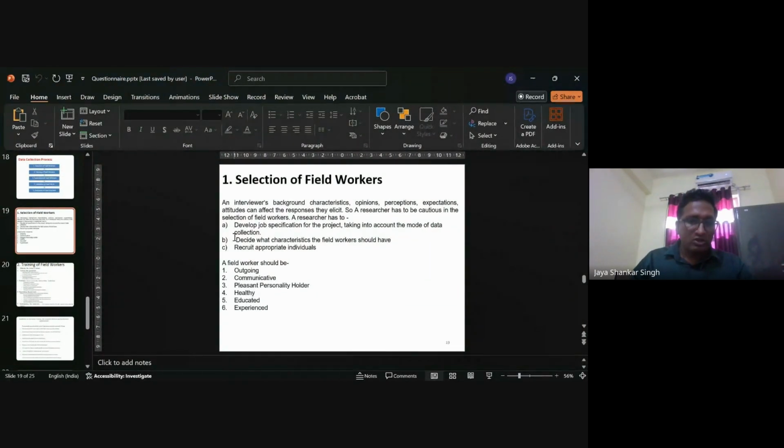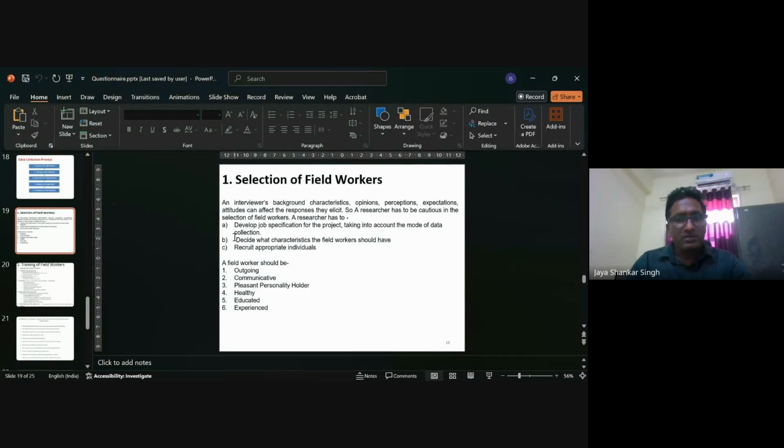You develop the job specification for the particular project, taking into account obviously the mode of data collection, how you are collecting the data. If it is online data, it's completely fine. You may reach the respondent yourself. But suppose you are trying to address some social issues, whether the new government policy is helping the upliftment of women in the rural areas or not. There it is not possible for you to use the same Google form to collect the data. You will have to send people to the ground, or you yourself will have to go there and collect the data.